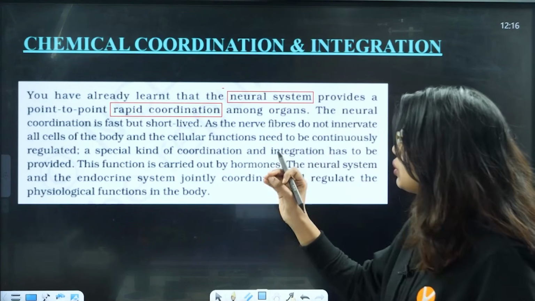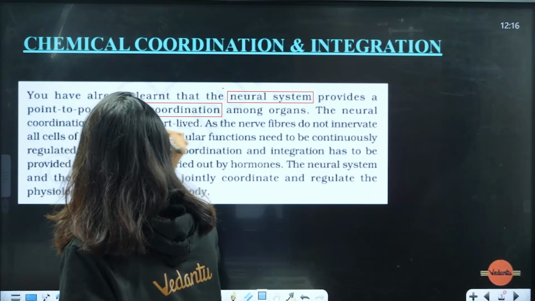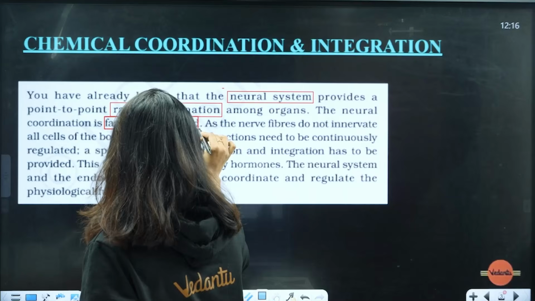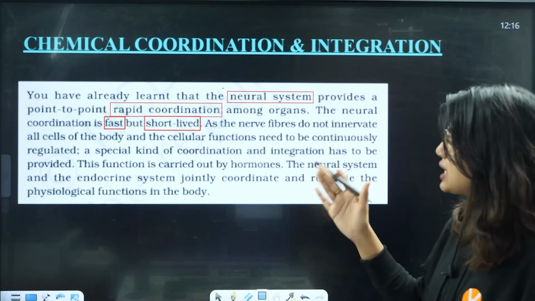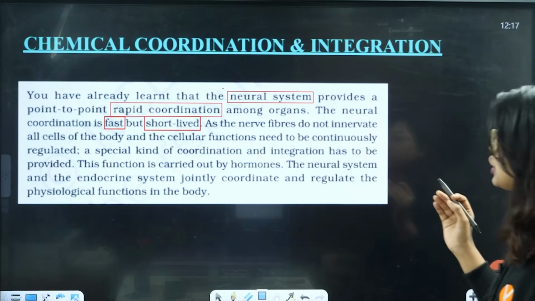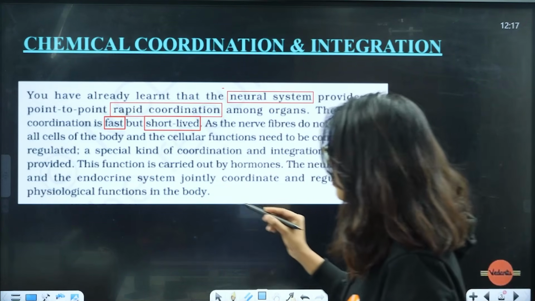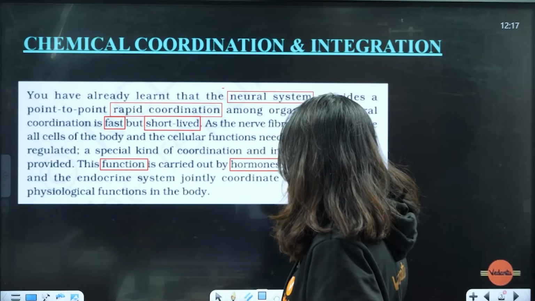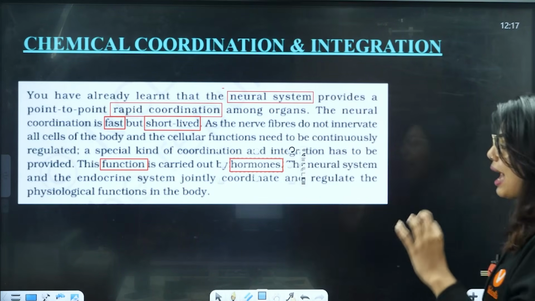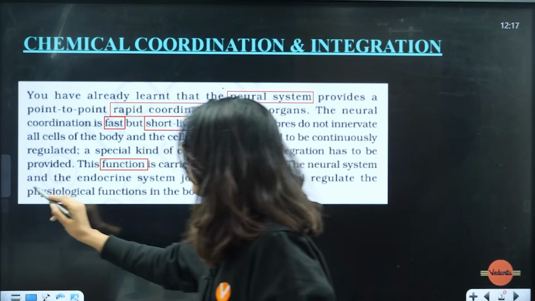Now students, look here, the neural coordination is fast. Okay, neural coordination is fast, but it is short lived. Okay, as the nerve fibers do not innervate all cells of the body and the cellular functions need to be continuously regulated, a special kind of coordination and integration has to be provided. This function is carried out by whom? It is carried out by the hormones. The neural system and the endocrine system jointly coordinate and regulate the physiological functions in the body.